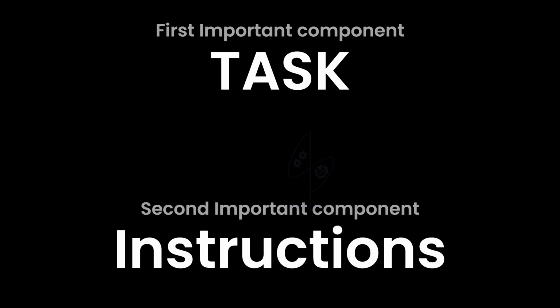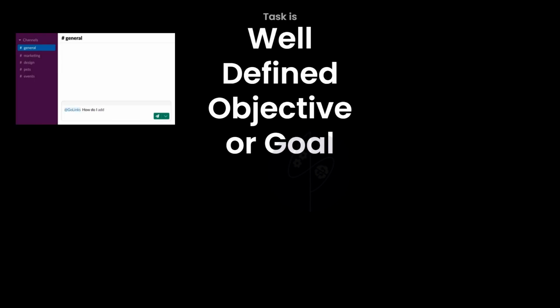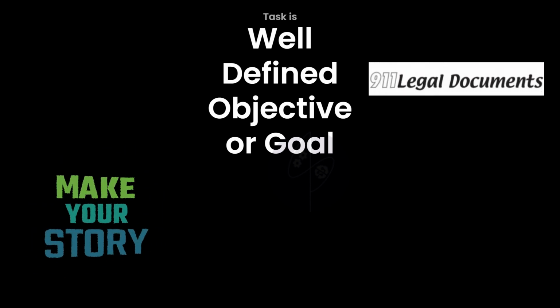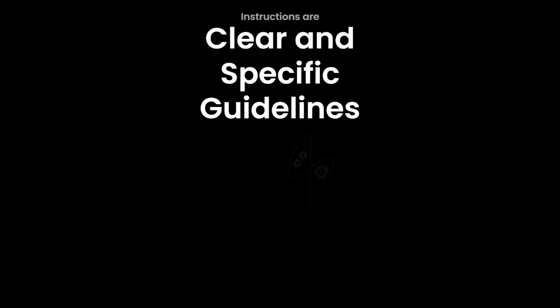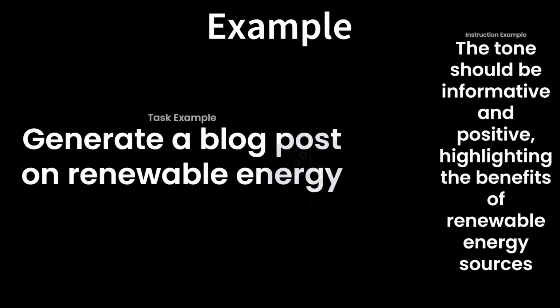Let's discuss task first. Task is a well-defined objective or goal, such as generating customer service responses, legal documents, creative content, or any other text-based task. Next we have another important component, instructions. Instructions are clear and specific guidelines that outline how the model should approach the given task. These instructions can encompass tone, style, content, and any other relevant criteria.